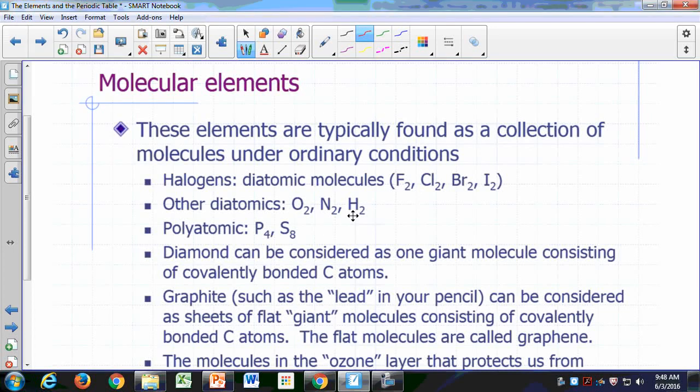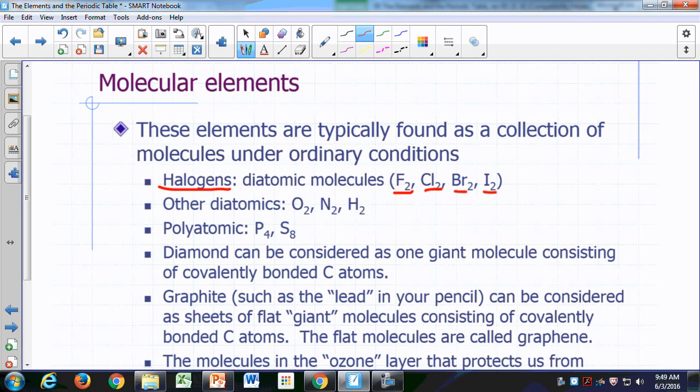There are elements that are typically found in nature as just a collection of molecules under ordinary conditions. And these elements are the halogens. If you find halogens in nature in pure form, typically you'll find them as a collection of diatomic molecules. So fluorine, chlorine, bromine, and iodine: the formulas F2, Cl2, Br2, and I2 are the formulas for the molecules that you'll find.